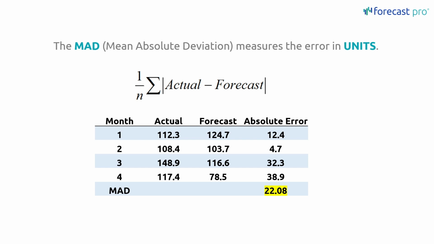So in month 1, it's 112 minus 124. We take the absolute value, so we drop the negatives, and that's a difference of 12. For month 2, it's 108 minus 103. Absolute value is 4. For month 3, it's 148 minus 116. Absolute value is 32. And for month 4, it's 117 minus 78 for an absolute value of 38. So now we have our 4 absolute errors. All we do is average those together, and we're off on average by 22 units. Again, the key thing to remember is that the MAD is in units.